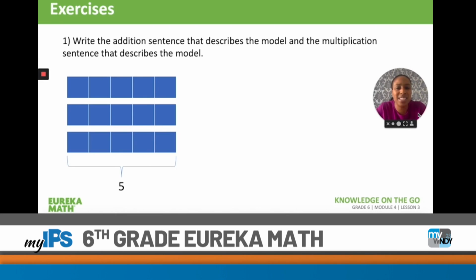Write an addition sentence that describes the model and the multiplication sentence that describes the model. Five plus 5 plus 5 is an addition expression, and 3 times 5 is a multiplication expression that represents this model. Now I'm going to pause the video.